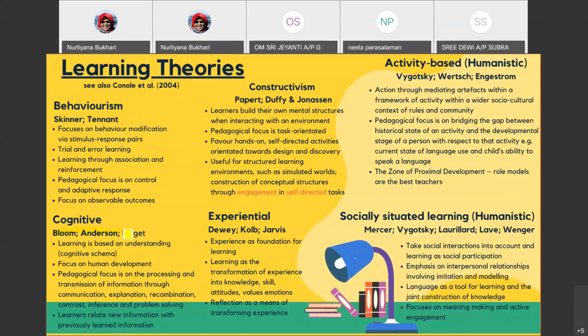The infamous Bloom and Anderson, now the revised one, and Piaget, talking about the way we should think, the schema, okay, how we relate to previous experience or previous knowledge. And that has come up with Bloom's taxonomy, where we first remember, and then based on the facts that we remember, we understand, and so on. The taxonomy is actually a theory, and it's very, very common.